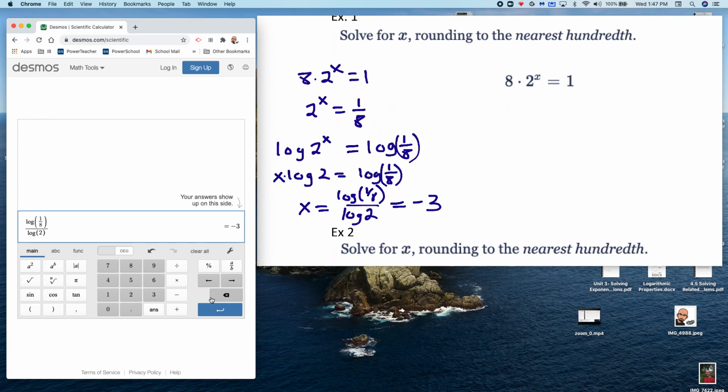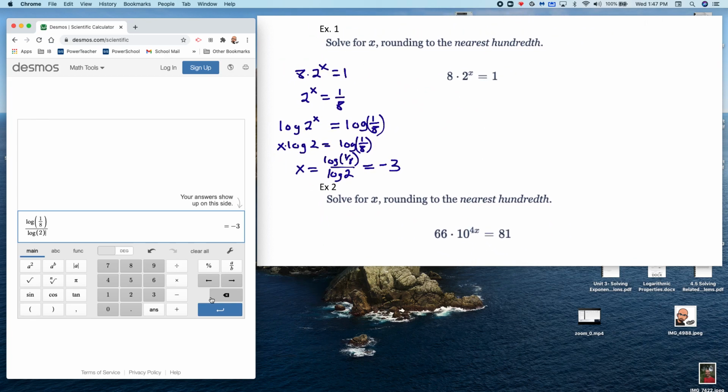Now, I could do that same process with the natural log. So let me just show you how that would work. I could take 8 times 2 to the x is equal to 1. I could divide by 8 just like I did before, and then take the natural log of both sides. So that's log base e. Bring that x down. Divide by the natural log of 2 just like I did with the first one.